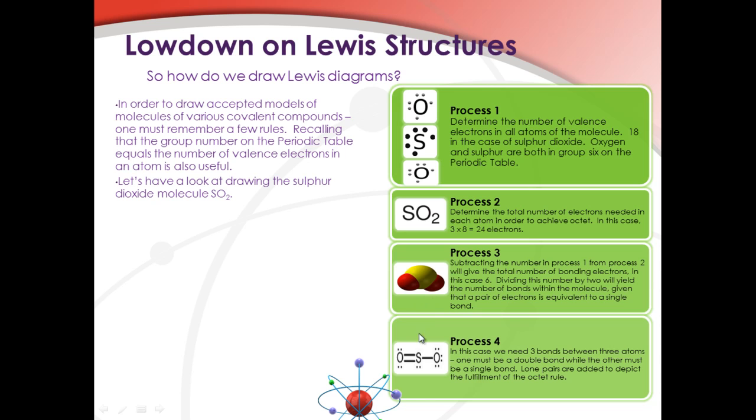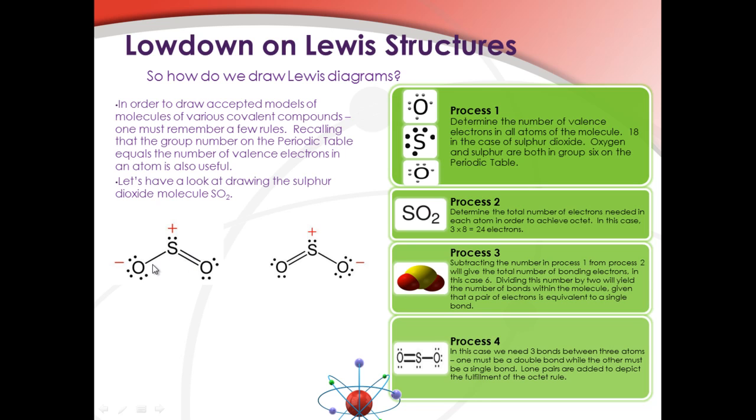So how do you distribute 3 bonds between 3 atoms? Well, there's really only one way, and there it is right there. You have 2 bonds between one oxygen and a sulfur, and you have 1 bond between the other oxygen and the sulfur, with the sulfur taking the central part of the molecule. So we find then that this is what can happen. We have in the oxygen a double bond here and a single bond here.